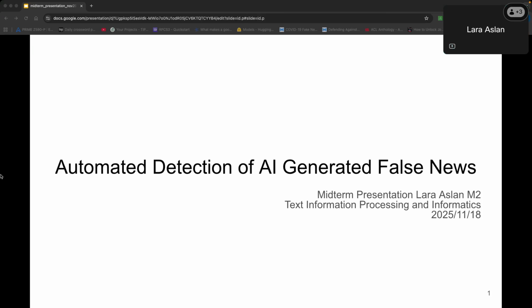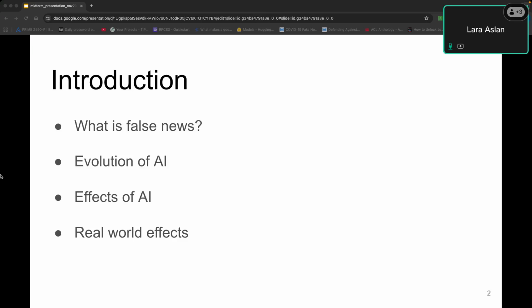Okay, from the beginning. Good afternoon, everyone. My name is Lara Aslan, and today I'll be presenting my research about automated detection of AI-generated false news. So, what exactly is false news? False news refers to articles that mislead or spread misinformation either intentionally or by mistake.